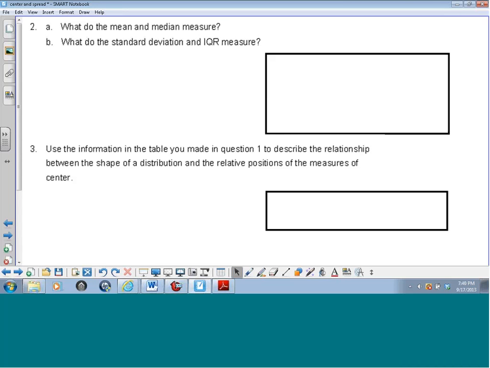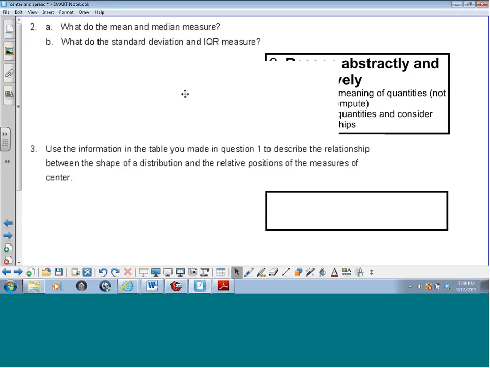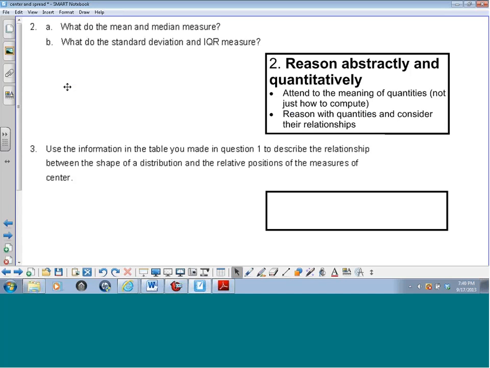Yeah. And so when I looked at these two questions, I thought maybe this standard was part of it: reason abstractly and quantitatively, that we are attending to the meaning of mean and median. And I think those two words, certainly in Algebra 2, and how low, are you familiar with the math standards? When do mean and median come into the standards? What grade level do you think?